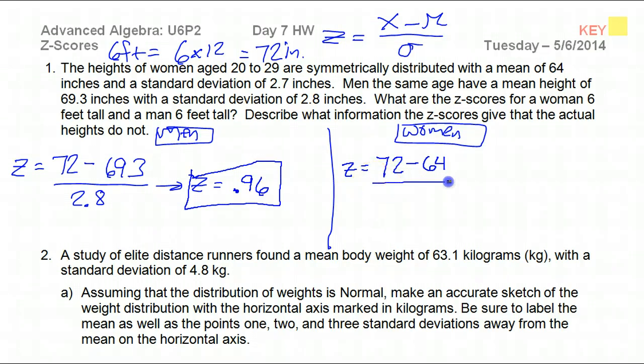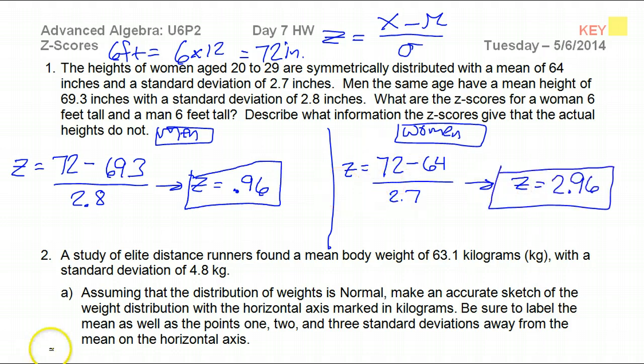So the mean is 64. The standard deviation is 2.7. Okay, so that is a z-score of, I'm just going to put this in my calculator. All right, that's a z-score of 2.96.